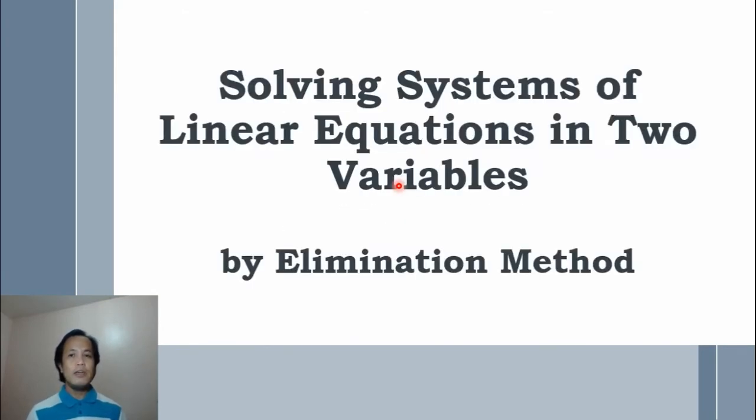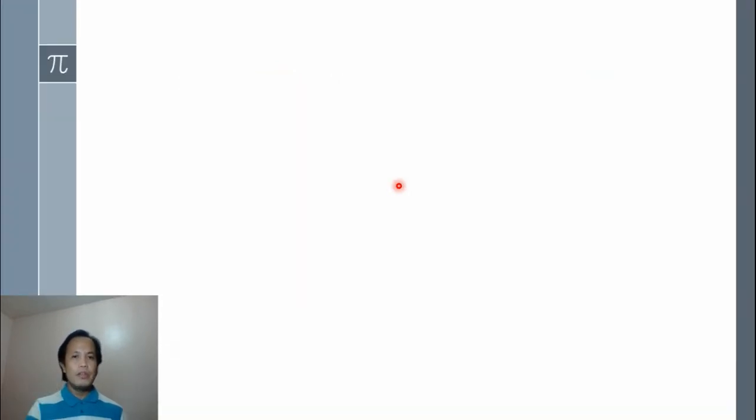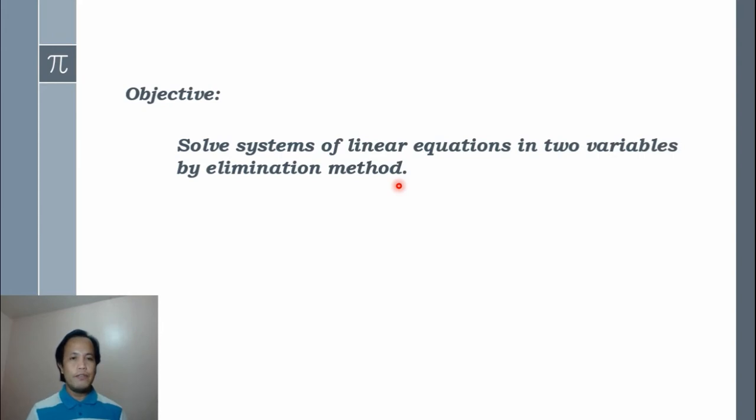For today's video, my presentation is from Junior High School Mathematics, which is about solving systems of linear equations in two variables by elimination method. There are three ways in solving systems of linear equations. Number one is by substitution, number two is by elimination, and number three is by comparison. I already have a video about substitution, so this time we will have elimination, and next video we will have comparison. So let us have our lesson objective first.